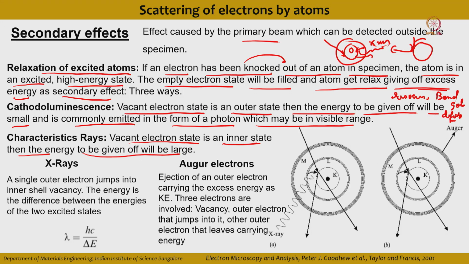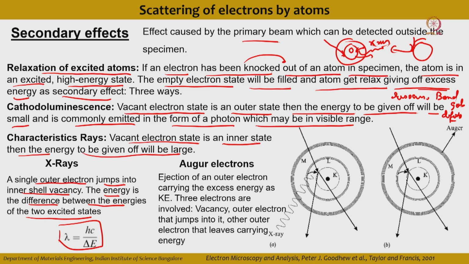So, what are the X-rays? Here a single outer electron jumps into the inner shell vacancy, which is created by knocking out an electron with the electron beam, and the energy is the difference between the energies of the two states. Here lambda is given by hc by delta E. These are the generation of X-rays.